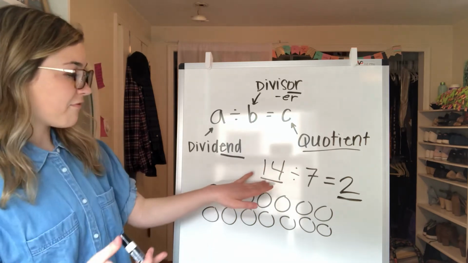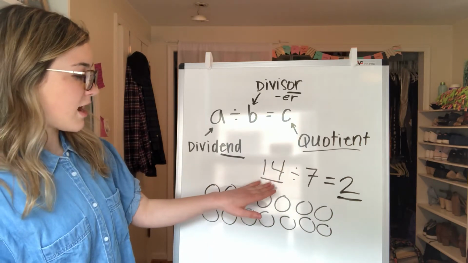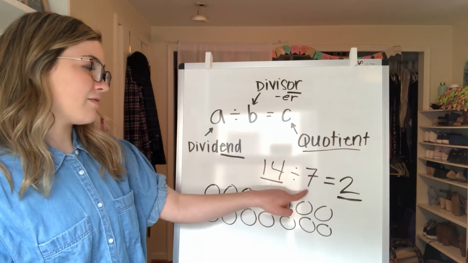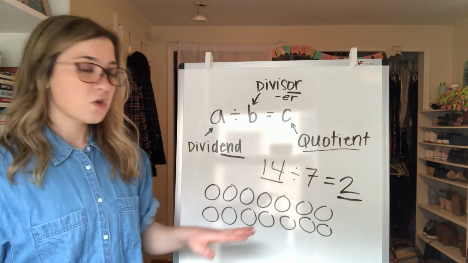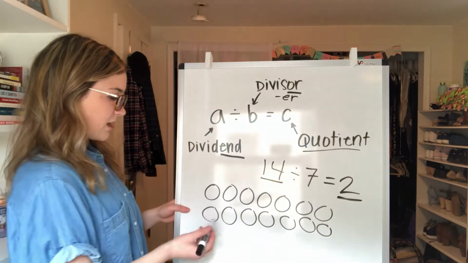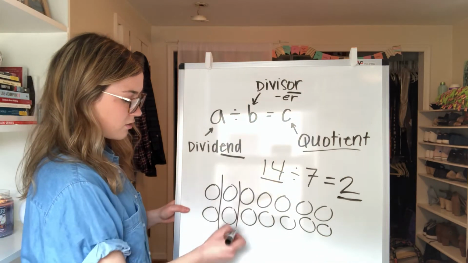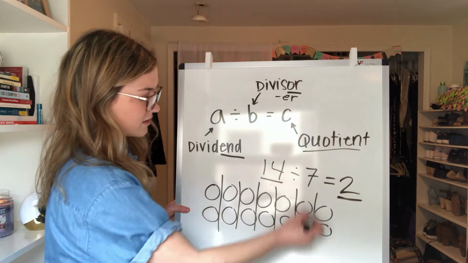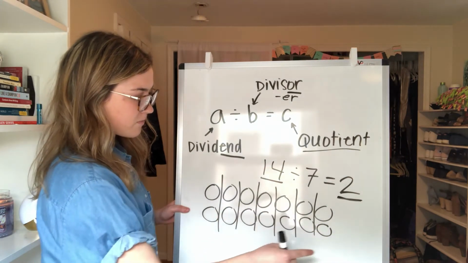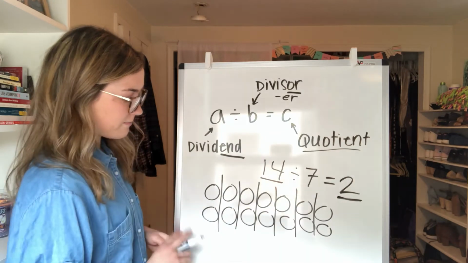So when we have 14, this is our number of objects, and we're dividing it by 7, 7 being our divisor. The 7's the one doing the dividing. So it's like we're splitting this into 7 pieces. If I split it up into 7 pieces, here's 1 piece, 2, 3, 4, 5, 6, 7, you see there's 2 in each piece now. And that's where my quotient 2 comes in.